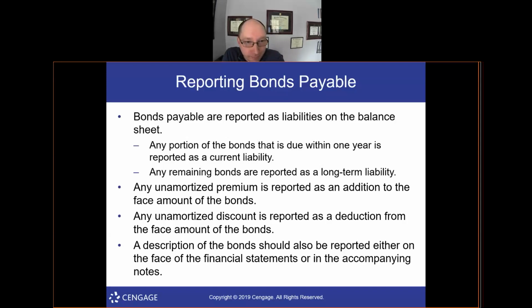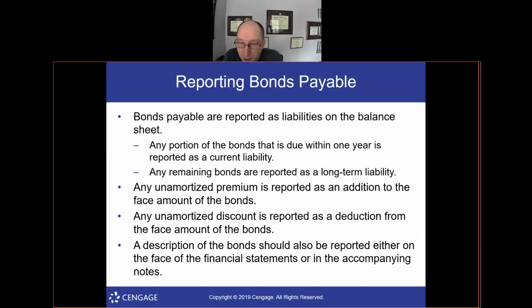All right, what about the reporting? Bonds payable are reported as liabilities on the balance sheet. Remember, any type of payable is going to be a liability on the balance sheet. Any portion that is due within 1 year is current, and the remainder is long-term. Greater than 1 year, long-term. Less than 1 year, current. Any amortized premium is recorded as an addition to the face value of the bond. Any unamortized discount is reported as a reduction on the face value of the bond. A description of the bond should always be included on the report, either on the face of the financial statements or in accompanying notes.